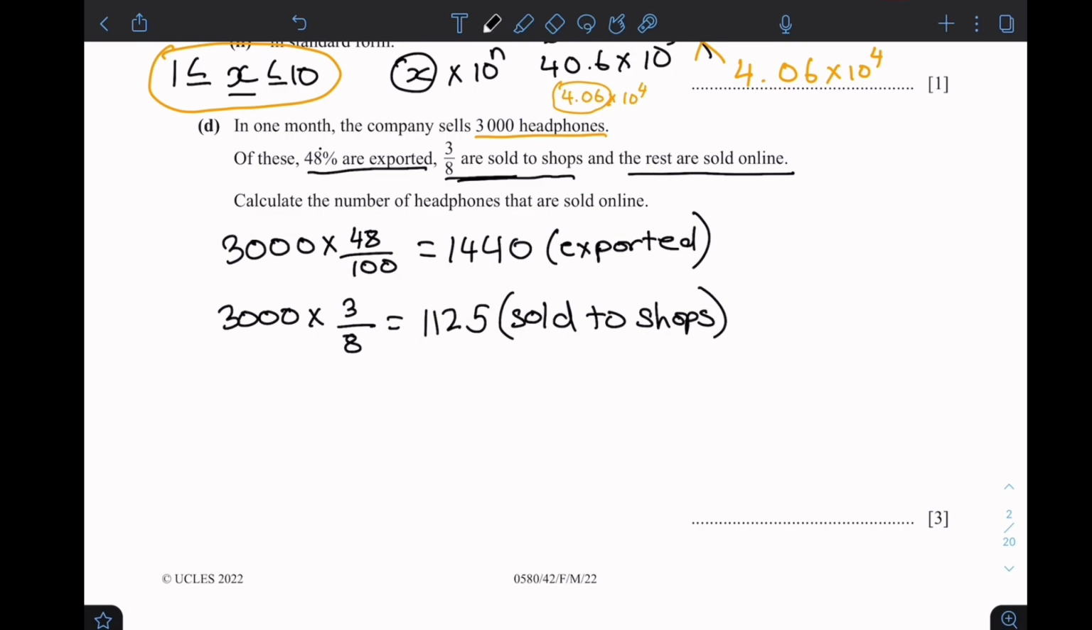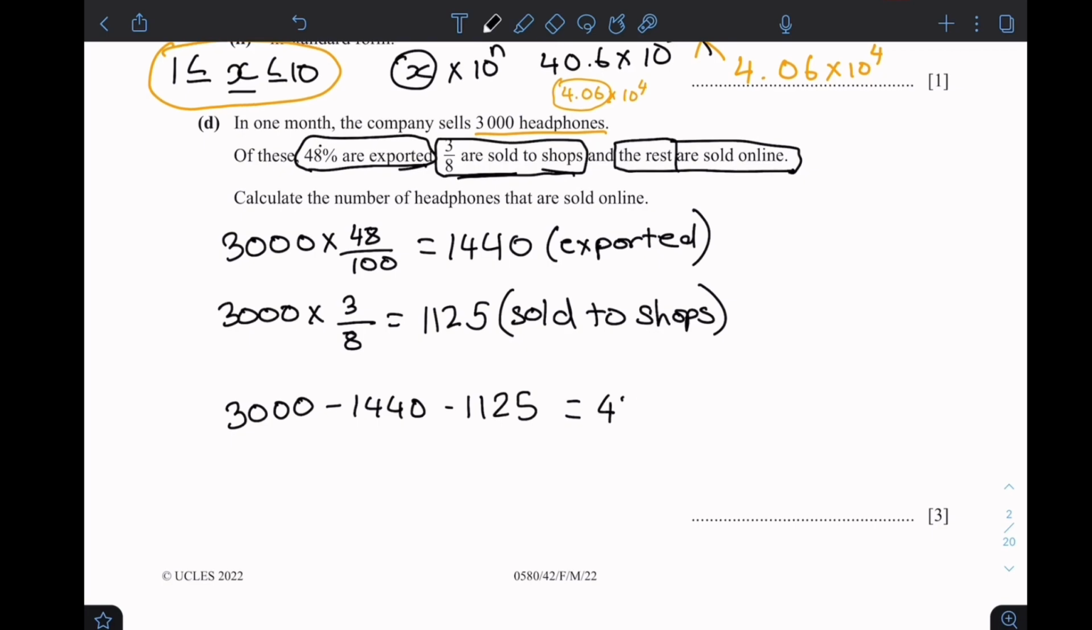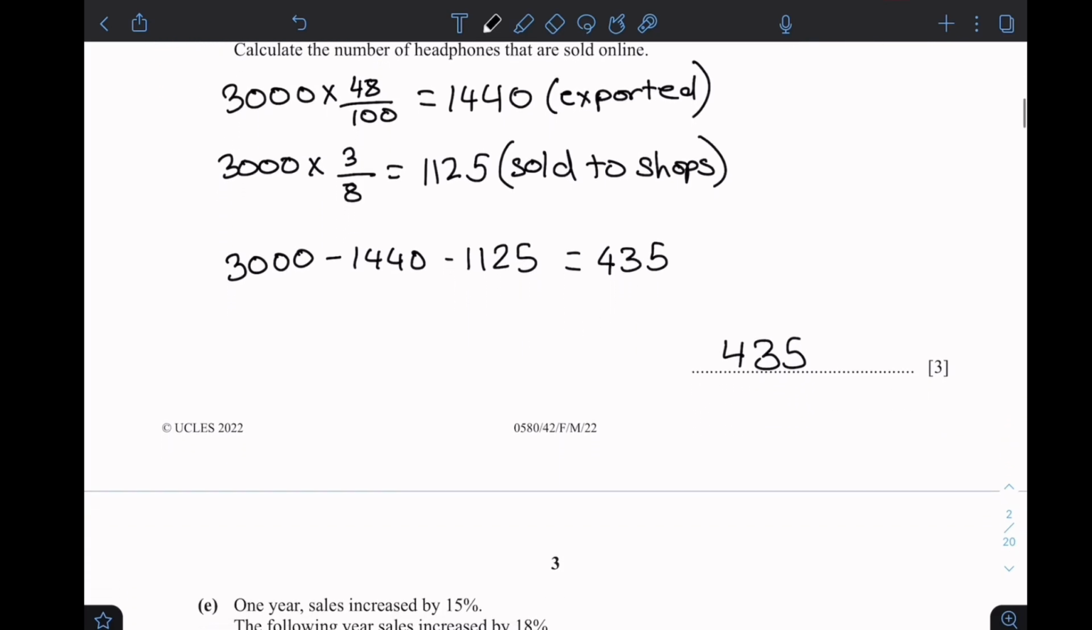Now, so we calculated the value of exported and sold to shops. Now they said the rest are sold online, right? So what you can do is you can just subtract 3,000 minus 1,440 minus 1,125, and that should equal 435. So this is the value which is sold online because we calculated the value which is exported and which are sold to shops, and the remaining of the headphones are sold online. So that's why you subtract to find the remaining amount, which is 435. Okay.